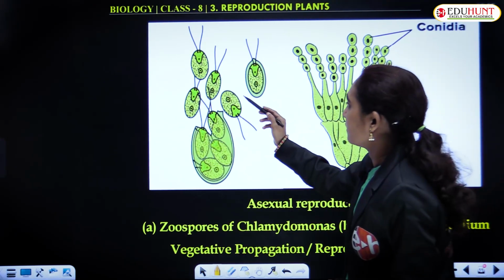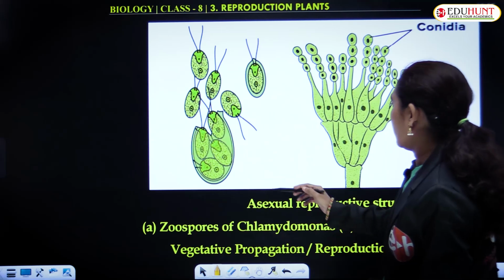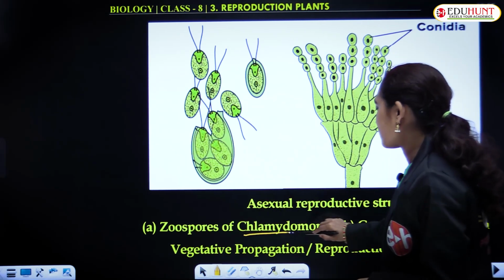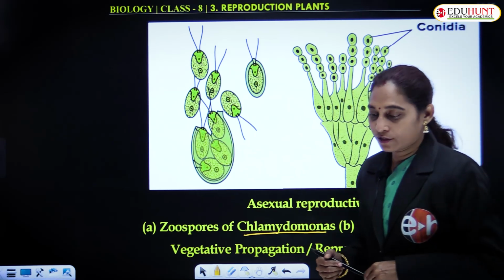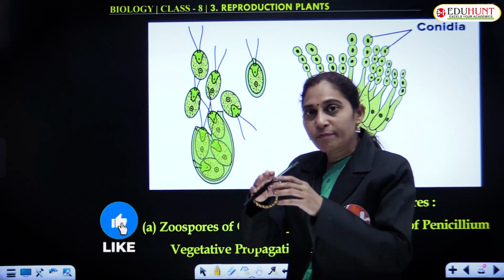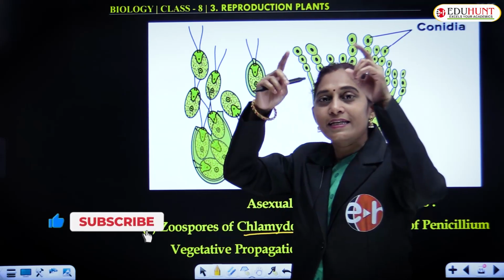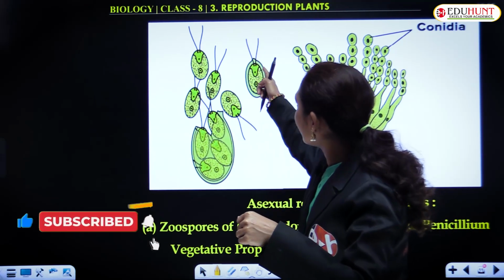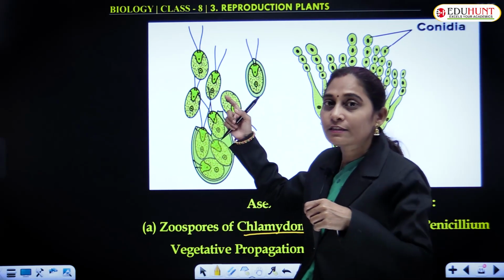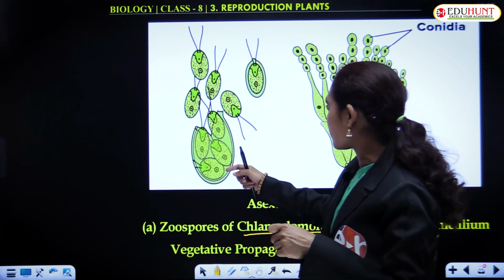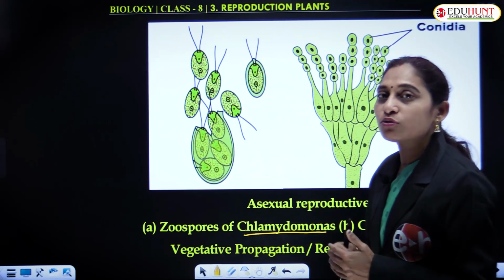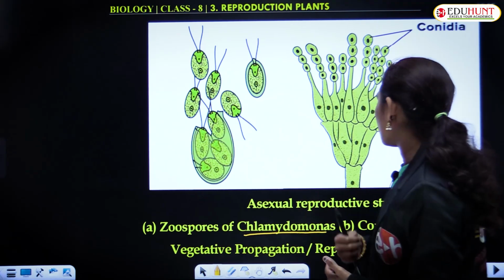These are zoospores of Chlamydomonas. Chlamydomonas is a unicellular alga which is oval in shape with two anteriorly inserted flagella. You can see a Chlamydomonas like structure. It is the zoospores present in the Chlamydomonas. It reproduces asexually through producing zoospores.